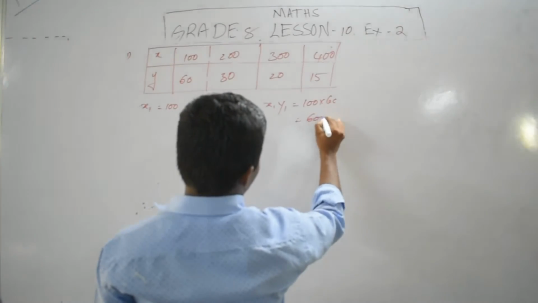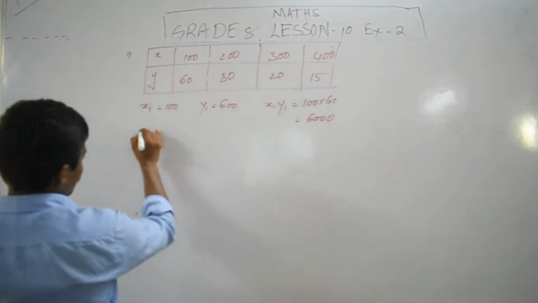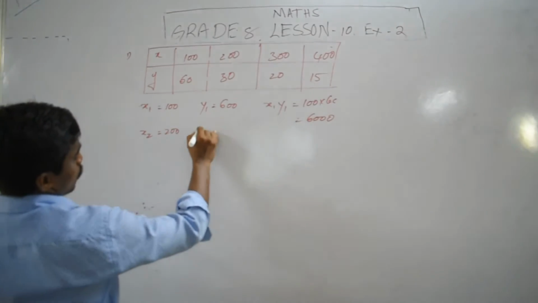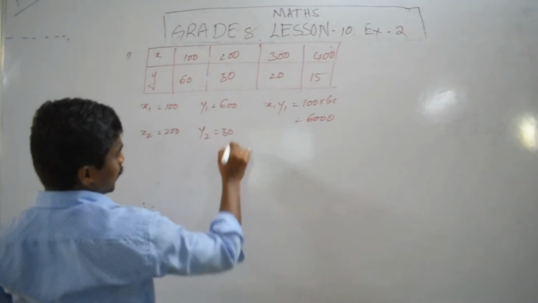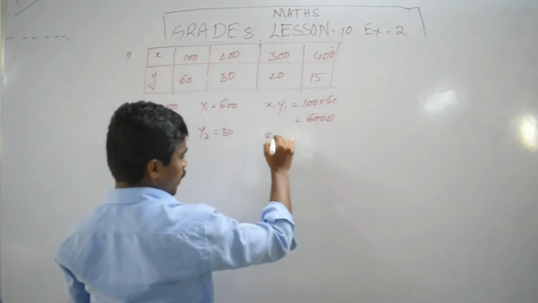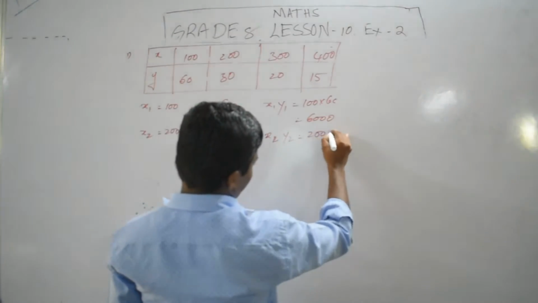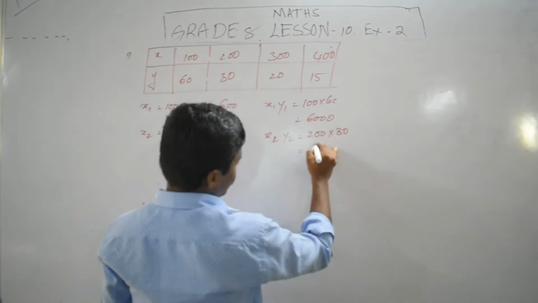So 6000. Next one, x2 200, y2 30. So x1, x2 cross out to y2. 200 cross out to 30.